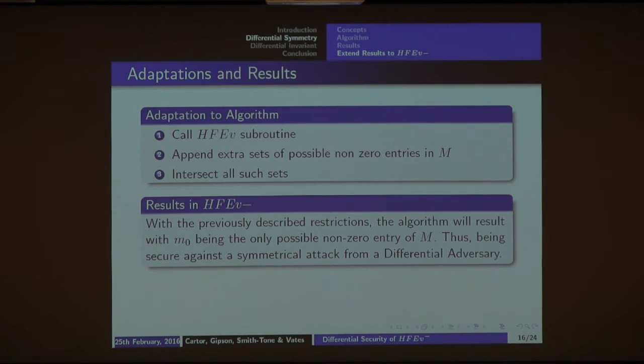And then after that, you intersect all such sets, and it will return the only index within M that is possibly non-zero. So in result, we were able to give a very, very efficient algorithm that is able to use within a random key generation that can provably or give provable security against a differential adversary.